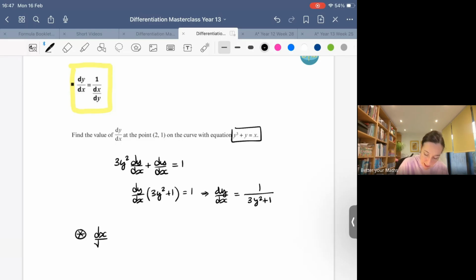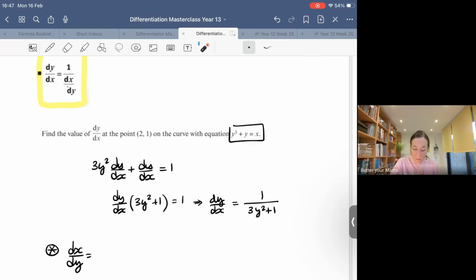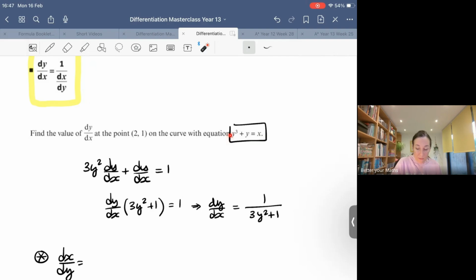Dx by dy is differentiating this with respect to y. So it's not implicit differentiation. I am differentiating with respect to y. So this with respect to y is 3y squared. This with respect to y is 1. So I'm differentiating with respect to y, so don't add the dy by dx, yeah?